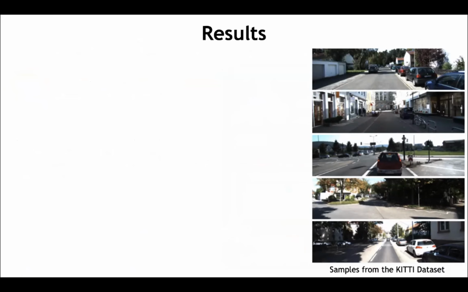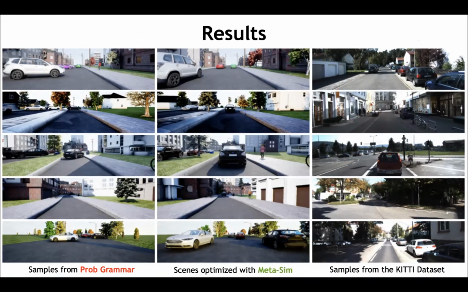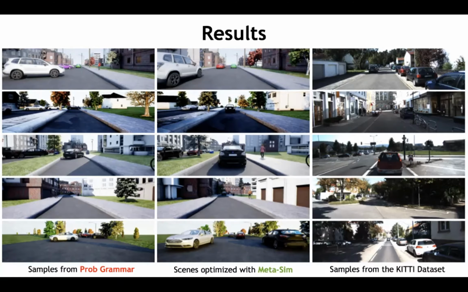So some results: on the right, I'm showing a couple of samples from the Kitty data set. On the left are the samples from the initial probabilistic grammar, just uniformly or randomly set parameters. And in the middle are basically scenes that are optimized with MetaSim. So you can see that the cars become aligned with roads, and they also come closer to the camera, which probably seems like it's a bias in Kitty.